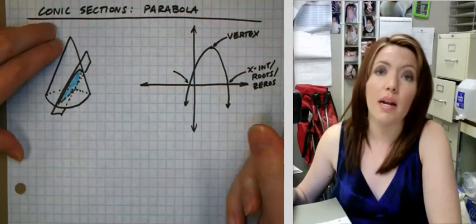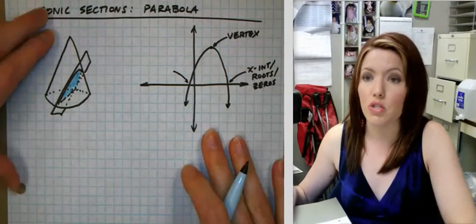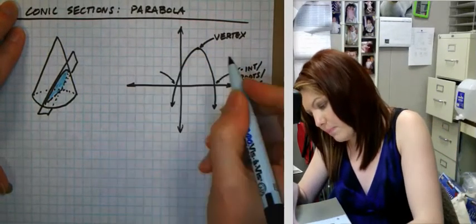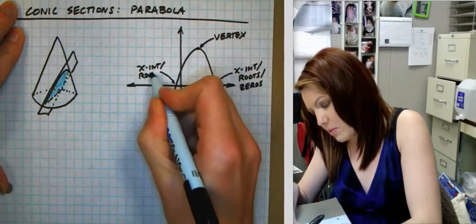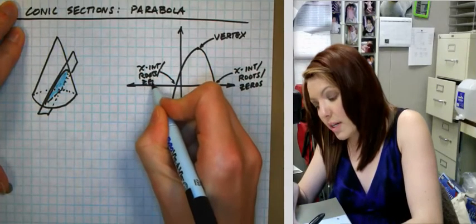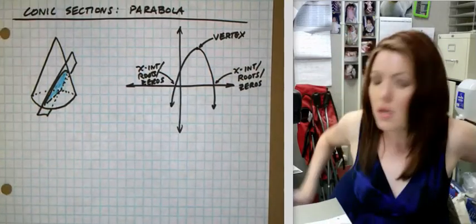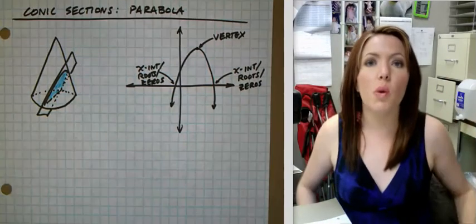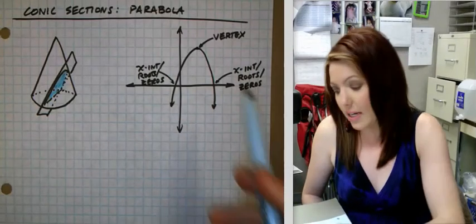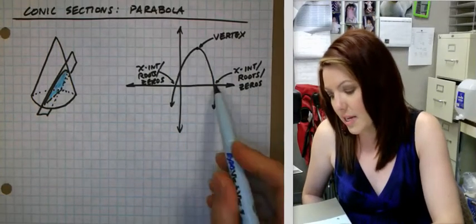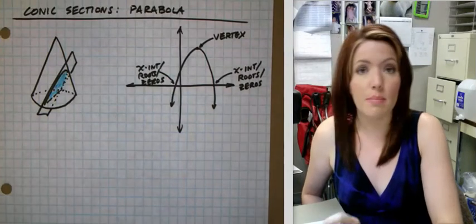Or when you're given a quadratic equation and asked to solve it, that's what you're solving for, is the x-intercepts or the roots or the zeros. Okay, so that's again x-intercepts, roots, and zeros. So what we're going to look at is different forms of equations for parabolas and then look at graphing them and finding each of these things, the vertex, the x-intercepts or roots or zeros.